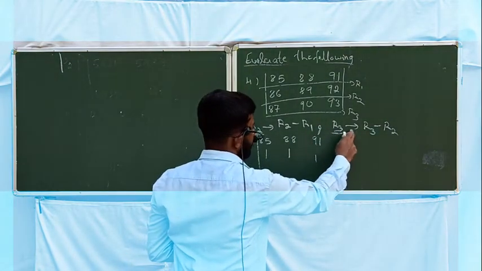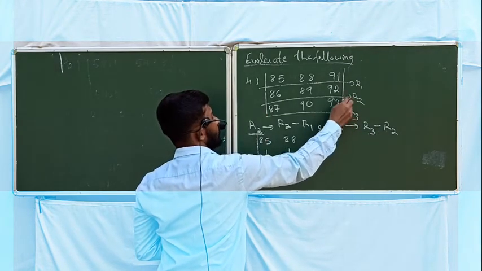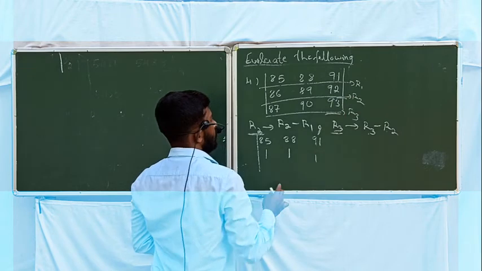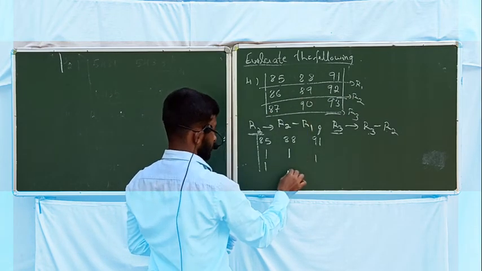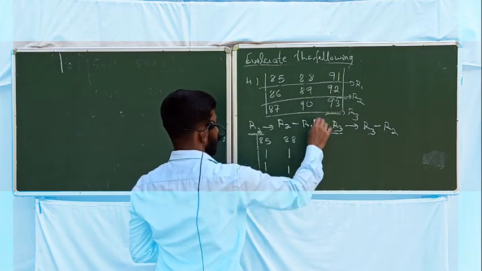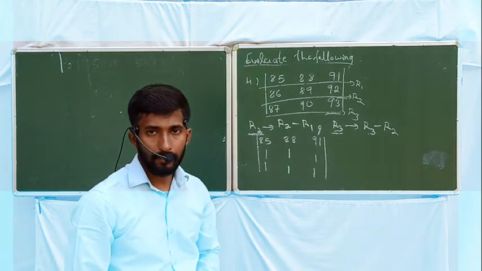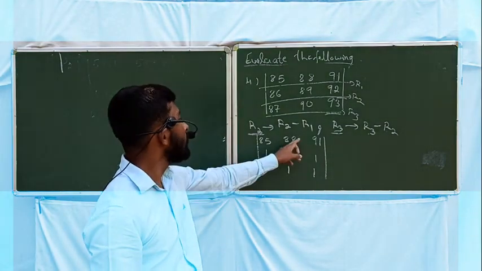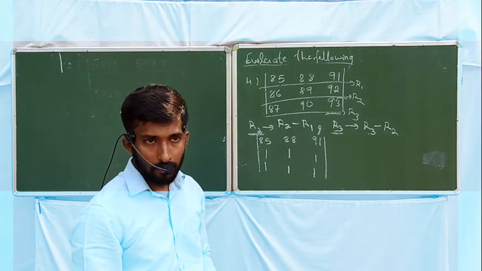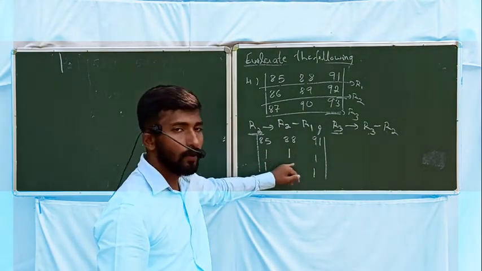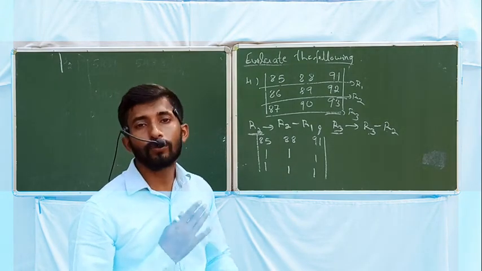Next, R3 such that R3 minus R2. R3 minus R2, these two rows: 87, 86, 1; 90, 89, 1; 93, 92, 1. Now see the determinant. Whatever the first row entries may be, observe the second and third row entries. Second row entries: 1, 1, 1. Third row entries: 1, 1, 1. You can say that two rows are identical.